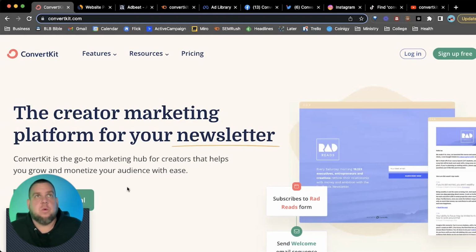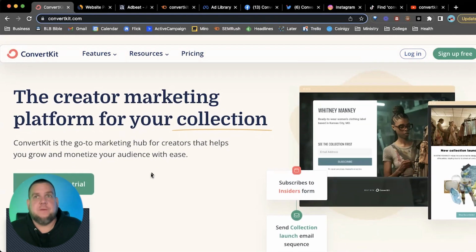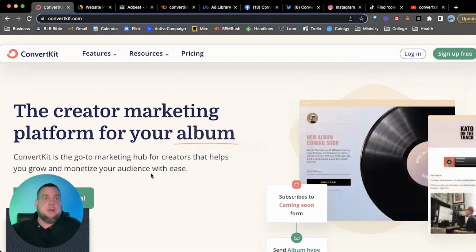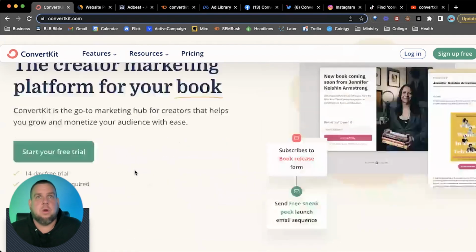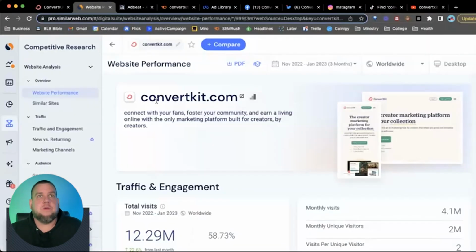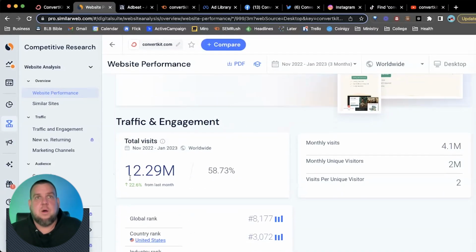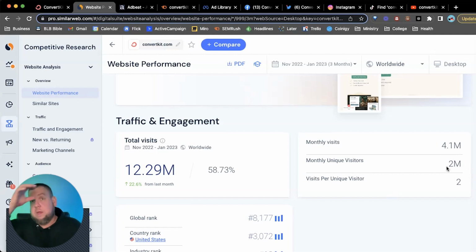First thing we're going to do is jump into their SimilarWeb. And if you don't know, Convertkit is like ActiveCampaign, AWeber, Drip. They are an autoresponder, an email marketing platform, and they really cater to the creator crowd. So let's take a look at their traffic. Wow, I did not anticipate that. 12 million visitors, 2 million monthly unique visitors.